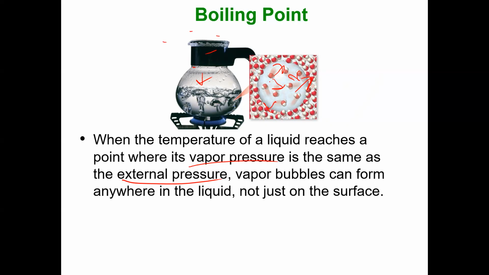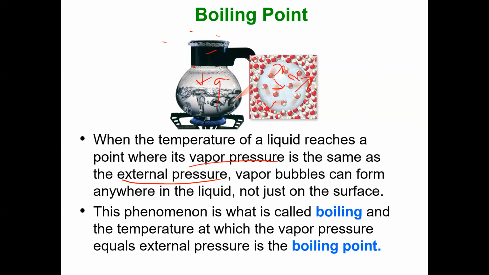And when it's pushing it back, now it can push back and escape and boil off anywhere in the liquid. It doesn't have to be at the surface. So that's what your boiling point is. So that's what we call boiling. And it's the temperature at which the vapor pressure equals the external pressure. So when we say water boils at 100 degrees Celsius, that's because we use the standard pressure of 1 atmosphere.